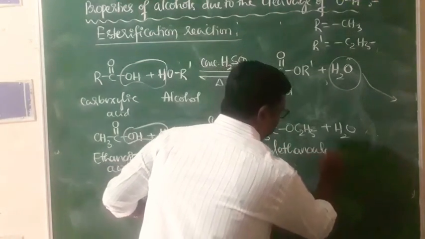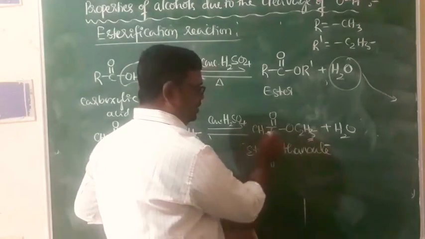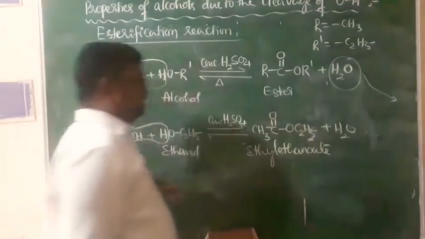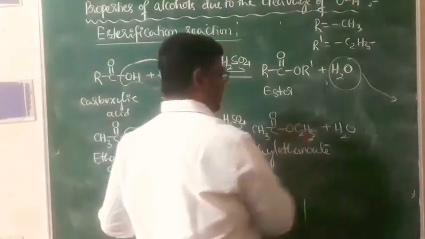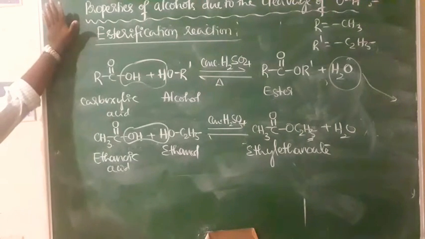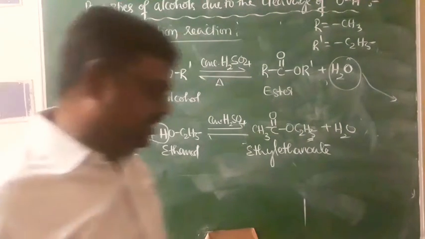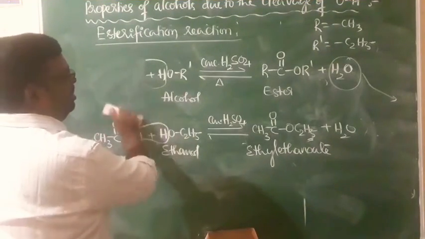The suffix for esters is oate. Ethyl because of this, and eth because of two carbons. Ethyl ethanoate. When acetic acid reacts with ethyl alcohol, you are going to get ethyl acetate, by common names. So this is what we call an esterification reaction.